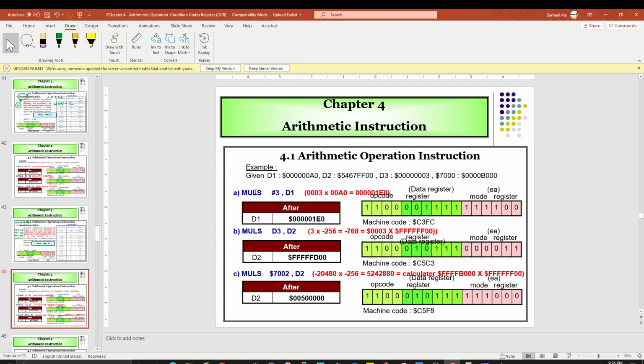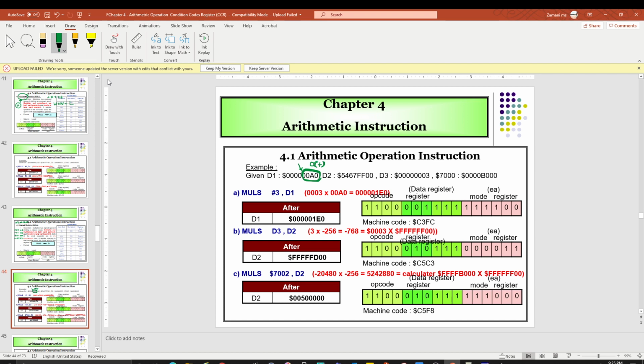Okay, multiply sign number 3. 3 is a positive number. D1, you have to go to the word size, the last 4 digits. D1 is this one. So how to know whether this is a positive or negative number? You have to look at the MSB value over here. If the MSB is equivalent to 0, that is going to be a positive number.